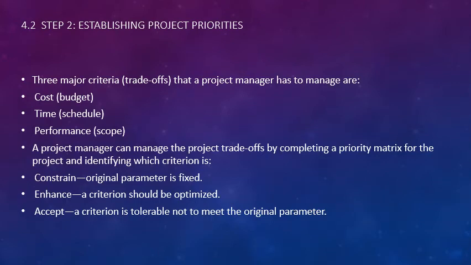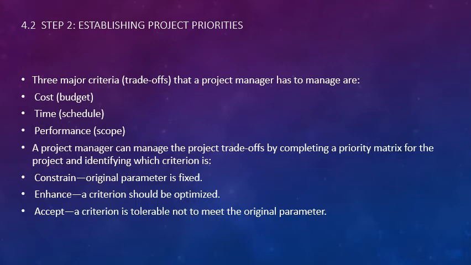Step 2, establishing project priorities. So now we've got 3 major criteria, the trade-offs that the project manager has to make. So we have to really have what's called the iron triangle, right? We have to look at time, cost, and performance. And how are we going to balance those things to meet the needs of the project?